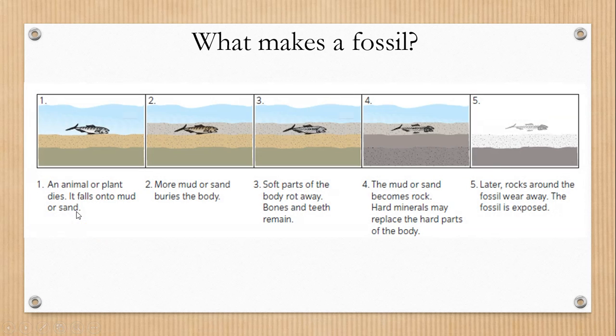What makes a fossil? How is a fossil formed? An animal or plant dies. It falls onto mud or sand. Then more mud or sand buries the body. Soft parts like flesh and skin will rot away. It will decay. Then only the bones and teeth will remain. The mud or the sand will become rock over millions of years. Then hard minerals may replace the hard parts of the body. Later the rocks around the fossil will wear away. Then the fossil is exposed.